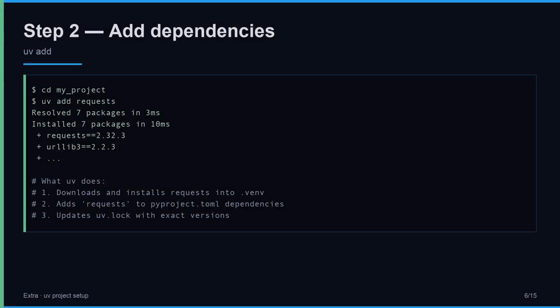Step 2. Add dependencies. Navigate into your project folder and run uv add followed by the package name. For example, uv add requests. UV downloads and installs requests into the .venv. It adds requests to the dependencies list in pyproject.toml. And it updates the lock file with the exact versions installed, including requests and all its dependencies. One command, 3 things done. You never need to manually activate a venv or run pip install.